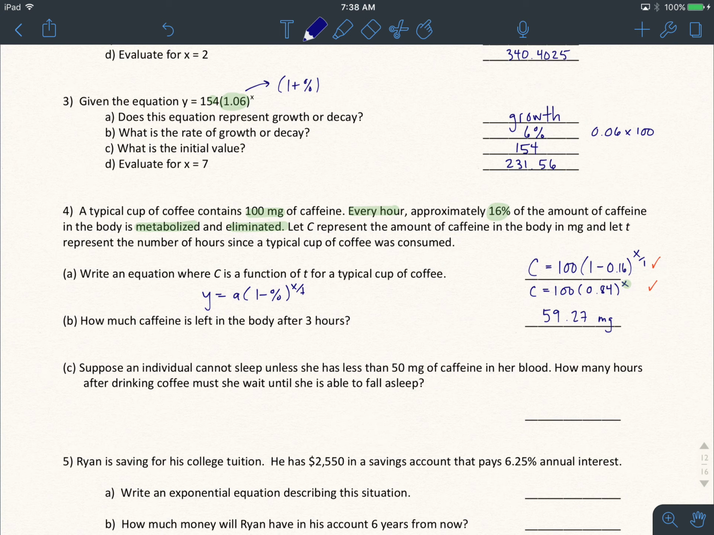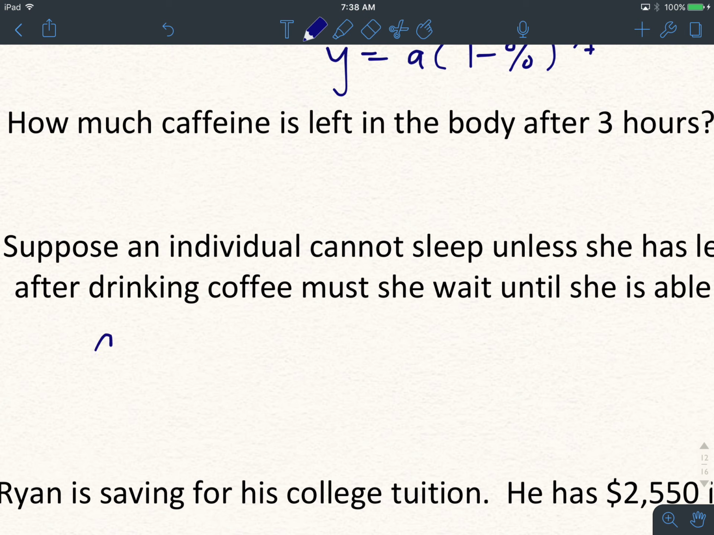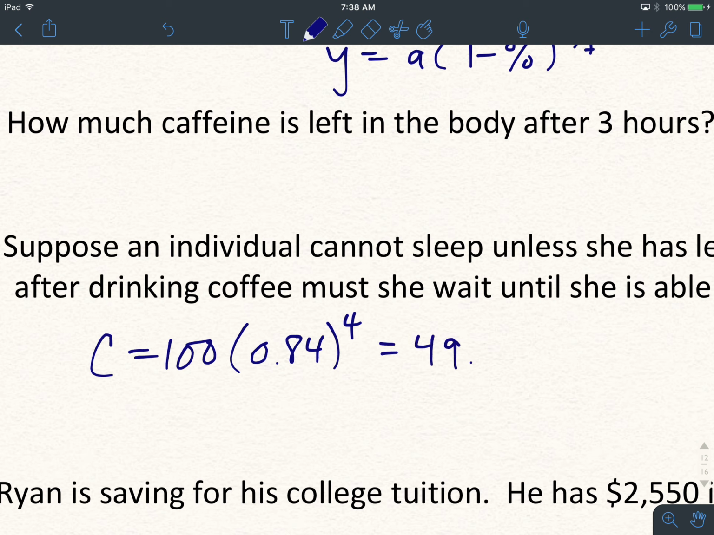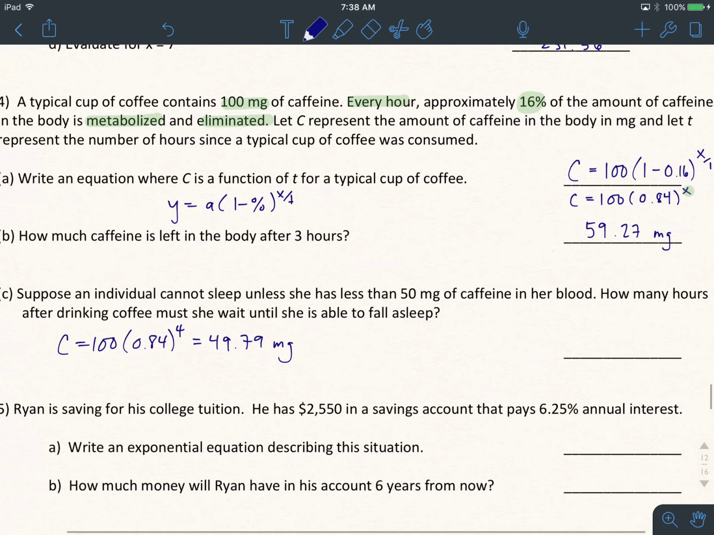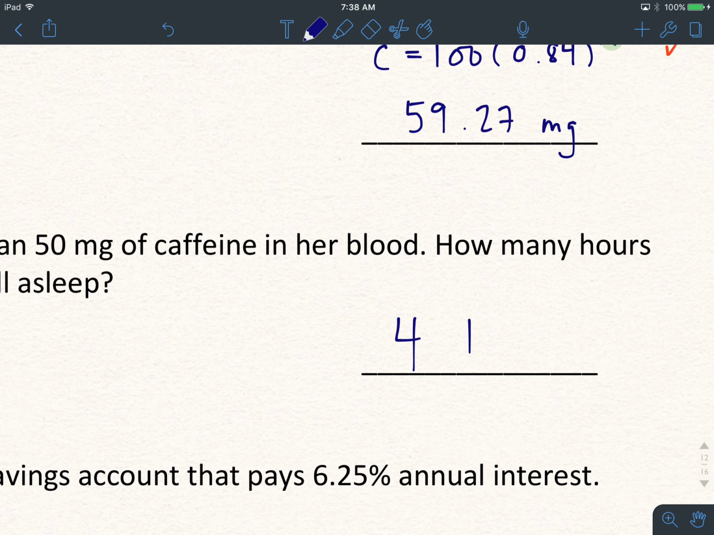So for us, we're just going to play guess and check. Now, after 3 hours, it seems reasonable that we should be trying 4 here to figure out if that's going to work. So we're going to type in C equals 100. That was 0.84. That was 3 hours. Let's go try 4 hours now and see what we get. So 100 times 0.84 to the exponent 4 equals 49.787, so we'll say 49.79 milligrams. So we would say how many hours after drinking coffee? 4 hours should take care of it. It's not it exactly, but it's pretty close to 4 hours.